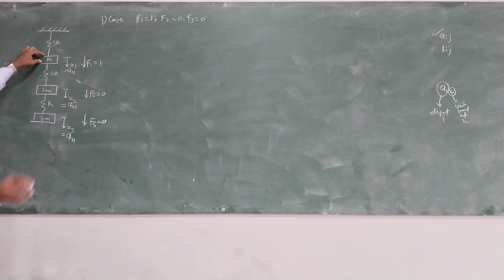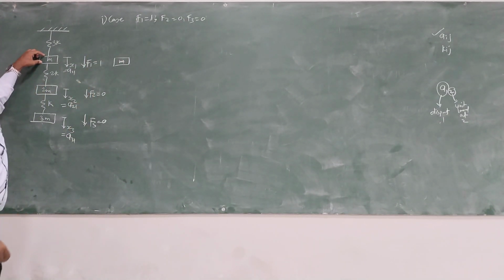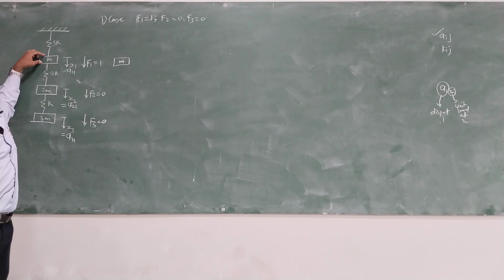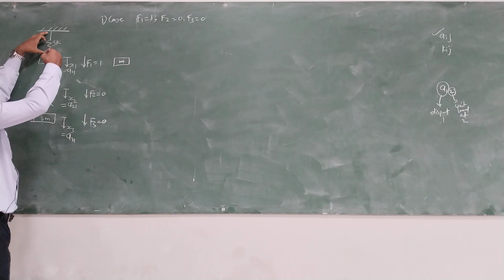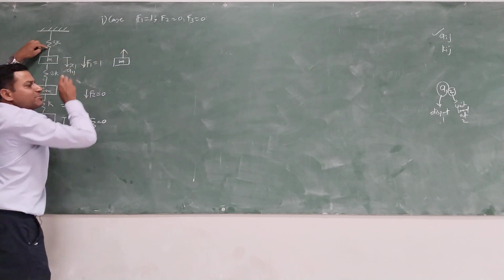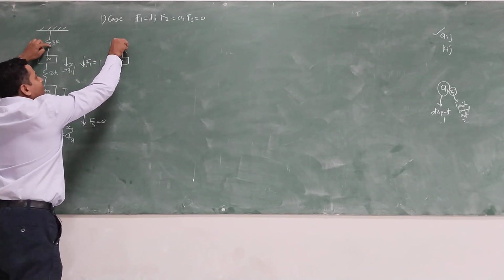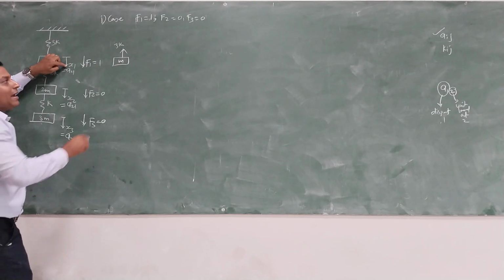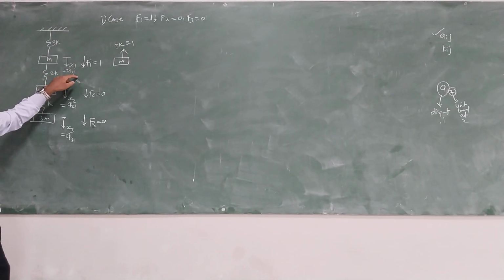We have to draw the FBD for this. So I'll draw the FBD for mass 1. Tell me what will come for mass 1. This spring is going to elongate, so the spring force will be upward, and what will be the spring force? K into X, where K is 3K and X is X1. We'll write X1, but after that we'll put A11.